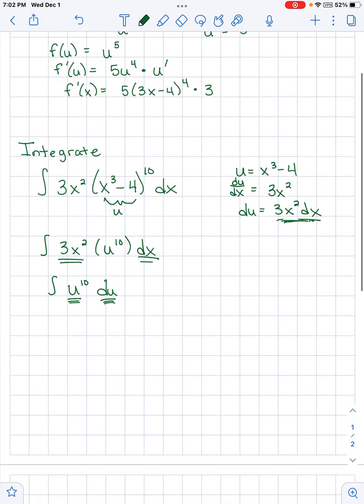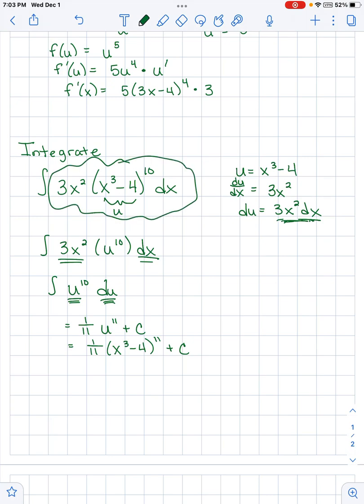Okay, so if I work backwards from u to the 10th power, I end up with 1/11th u to the 11th plus some constant c. If I replace u with x cubed minus 4, then that gives me the original function that gave me this as the derivative. Now let's check that though, because that just feels weird. What happened to that 3x squared? Where did that just go all of a sudden?